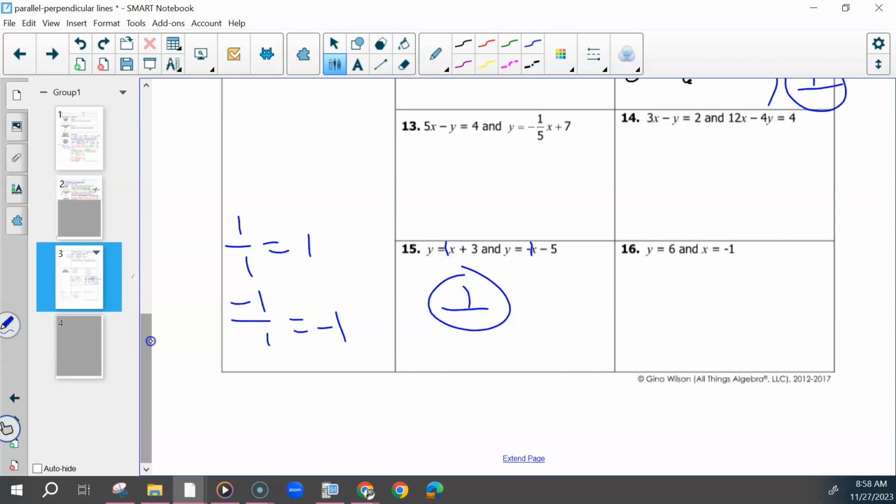Okay. For number 16, we have to think about the slopes of these two lines. What is the slope of a y equals?